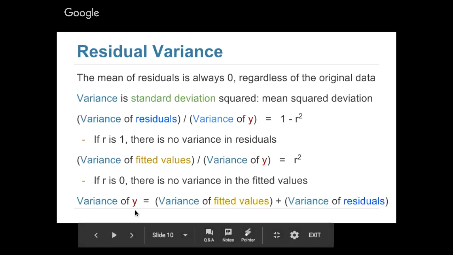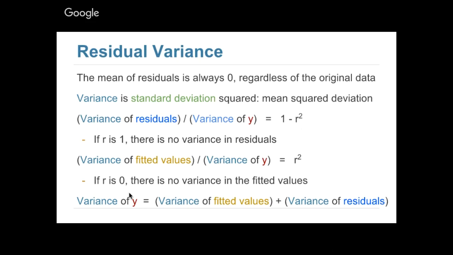Okay. Finally, the variance of y, my original values, is equal to the variance of my fitted values plus the variance of my residuals. What does that mean? It means that I have some original points, they have some spread. The spread of my original points is equal to, if I fit a line, the spread of my line plus the spread of the residuals around that line. Let me show you how that works.